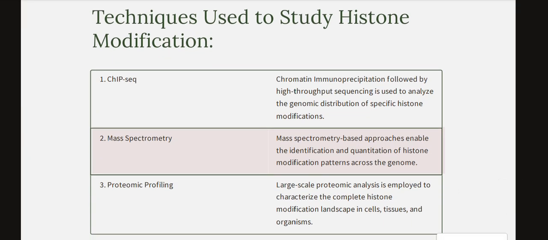Now, there are various techniques used to study these histone modifications. These techniques include ChIP sequencing, mass spectrometry, and proteomic profiling, definitions for which are stated above.